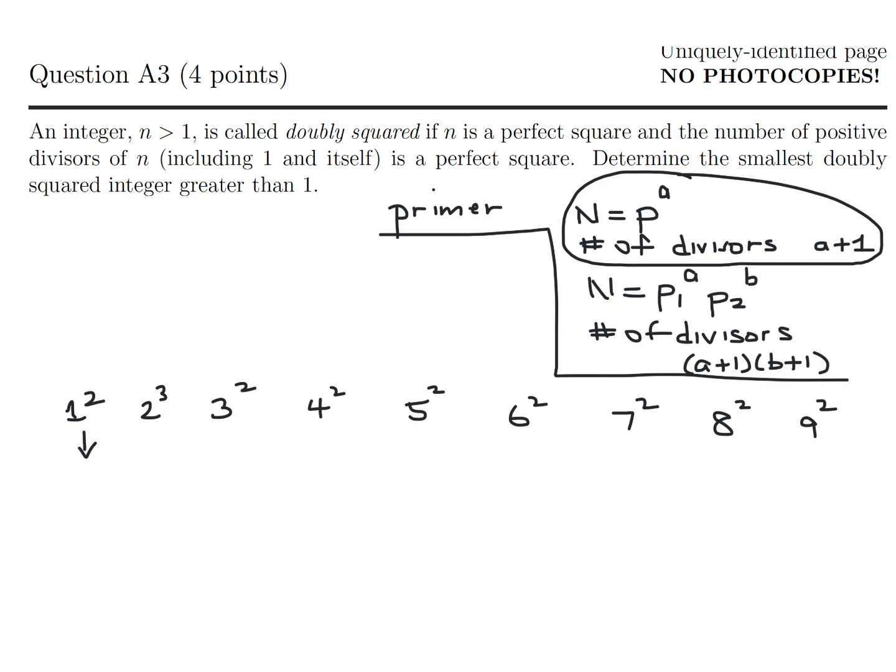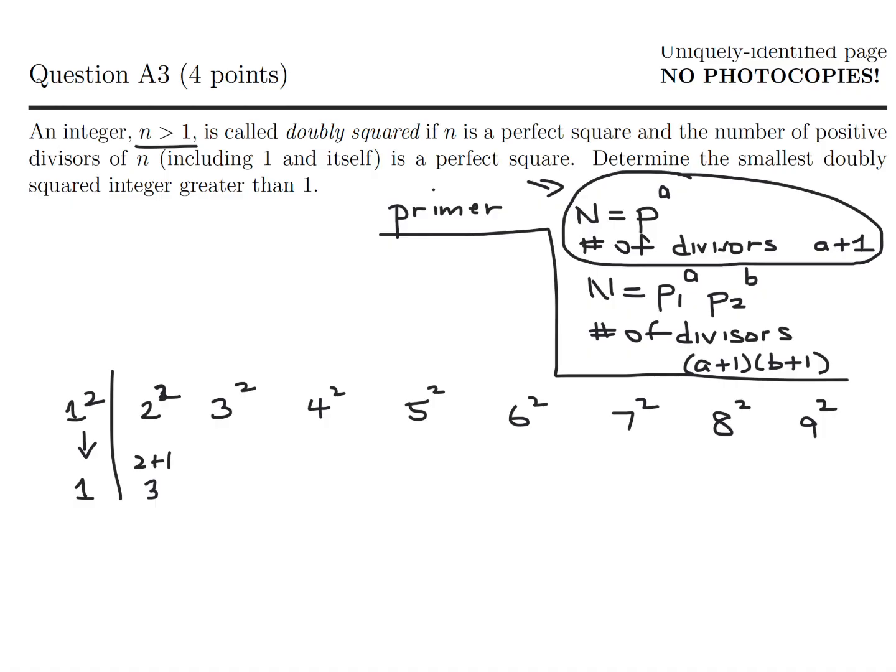Yeah. So that's just 1. That doesn't count. It has to be greater than 1. So that's why I was wondering, why are we even including 1? This should have been a 2. I don't know why. So using this rule, that has 2 plus 1, or 3 divisors.